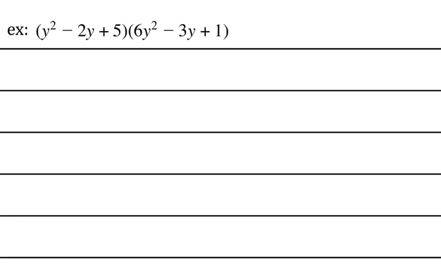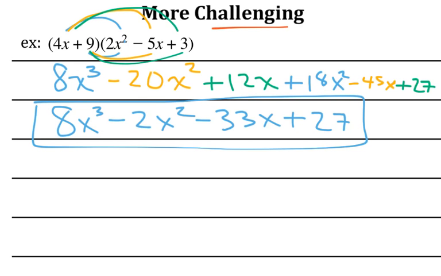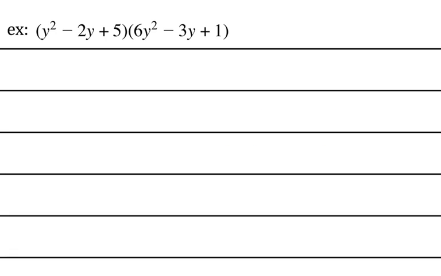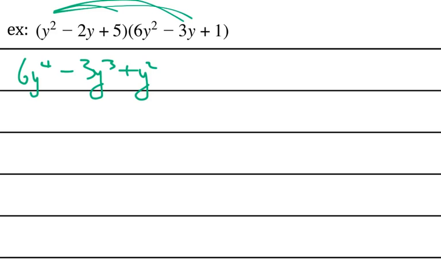Now this is even more challenging, because here I had 2 terms hitting 3, which resulted in 6 total terms. But this would be 3 terms hitting 3, so maybe I've got 9 terms going on here. Let's check this out. So I'm going to see y squared hitting 6y squared. I'm dealing just with this term first. 6y to the 4th. Then y squared times minus 3y gives me minus 3y cubed. Then I have y squared times 1, so this is plus y squared. So that was only when I dealt with that term.